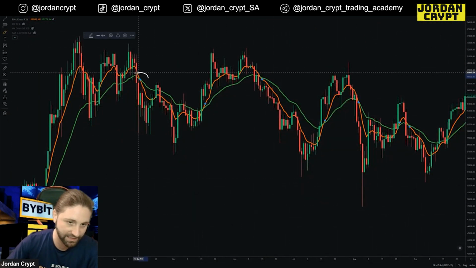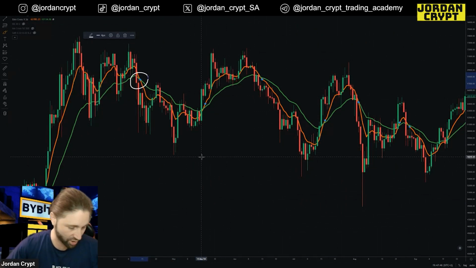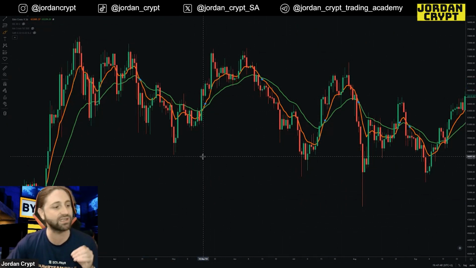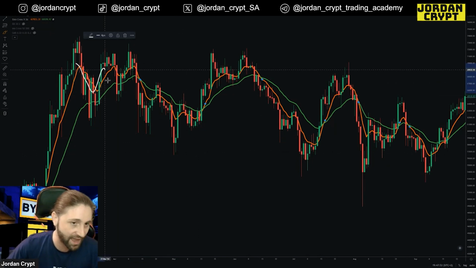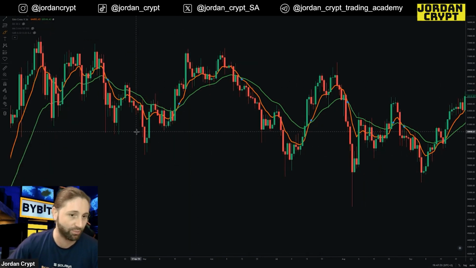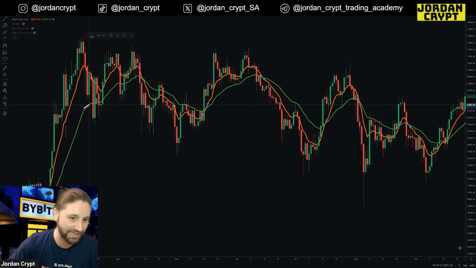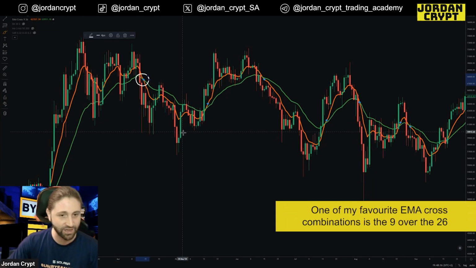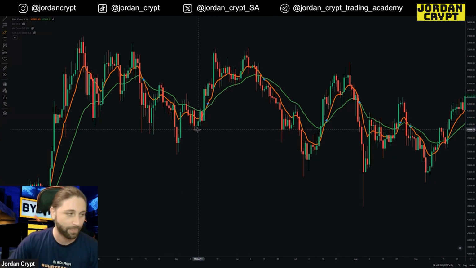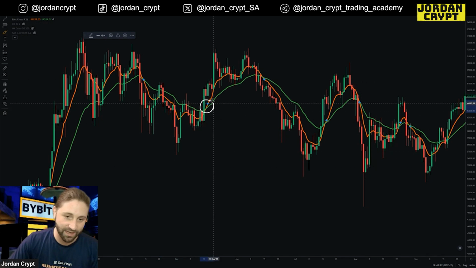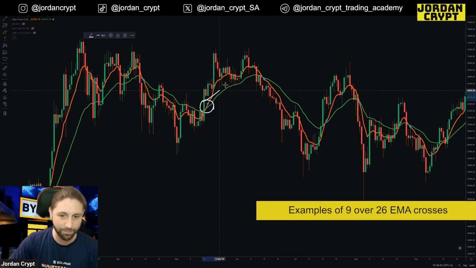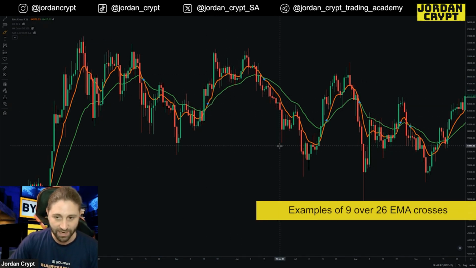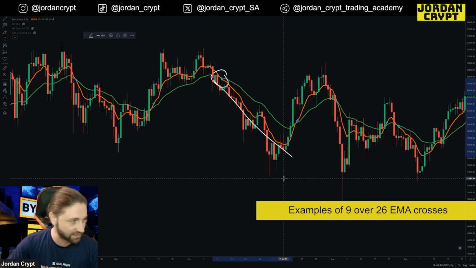Right here we can see the 9 over the 26. So what I like to use on my exponential moving averages as a scalper is the 9 as the short-term moving average and the 26 as the longer-term moving average, right? When we get the cross of the 9 over the 26, we get some beautiful moves to the downside. When we get the cross to the upside of the 9 over the 26, we get some beautiful moves to the upside. And this happens time and time again.